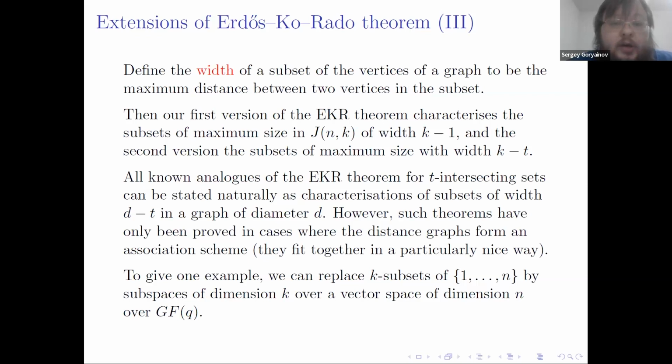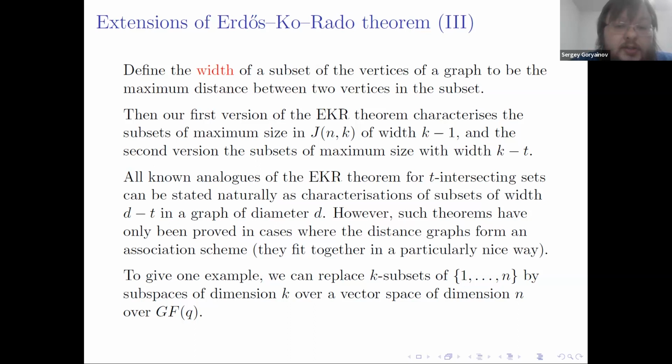Define the width of a subset of the vertices of a graph to be the maximum distance between two vertices in the subset. Then our first version of the EKR theorem characterizes the subsets of maximum size in the Johnson graph J(n,k) with width k minus 1, and the second version characterizes the subsets of maximum size with width k minus t.